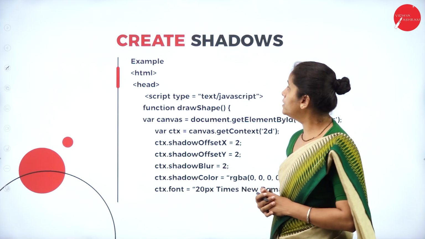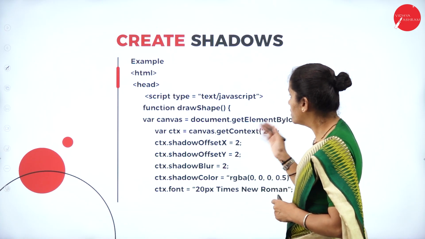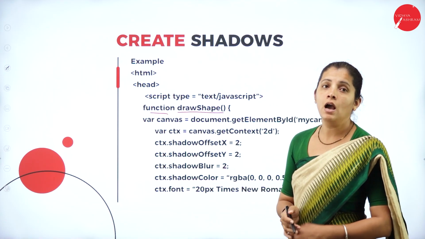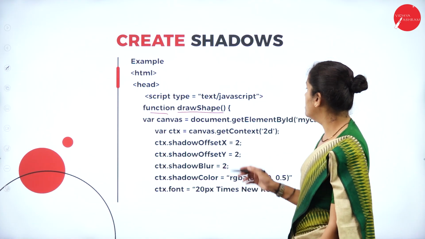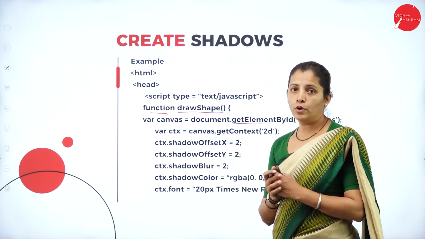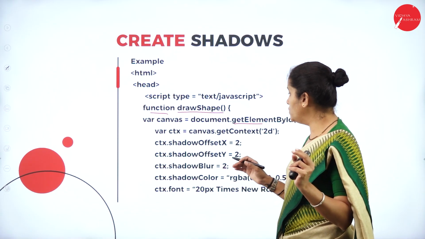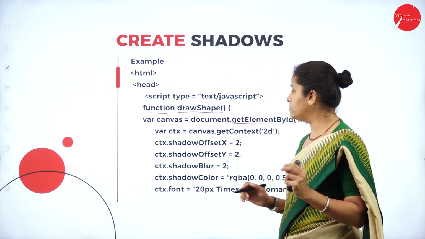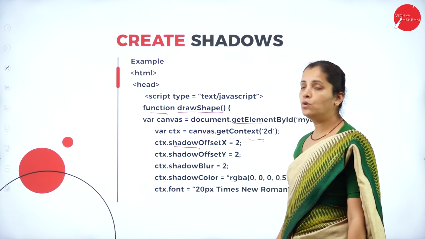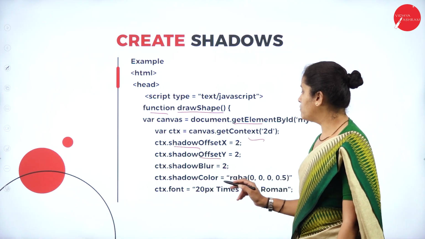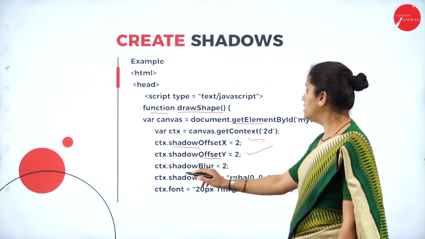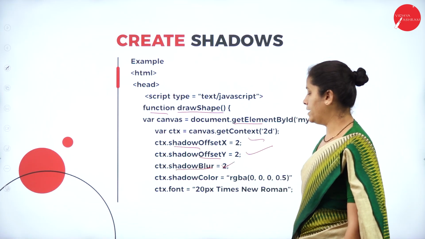Now let me create a shadow. See here, what is my function name? drawShape is my function name. How am I going to get the canvas ID? That is nothing but getElementById. Now I'm going to write the x coordinate offset value and y coordinate offset value. So shadowOffsetX is 2, shadowOffsetY is 2, and if I want to blur the shadow, shadowBlur.